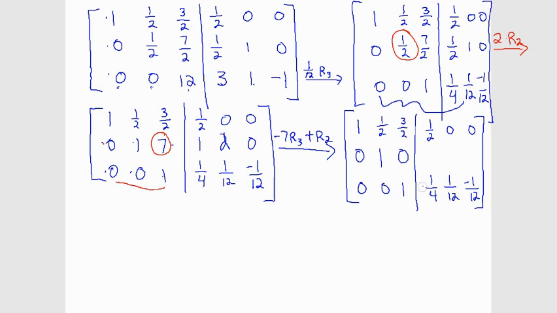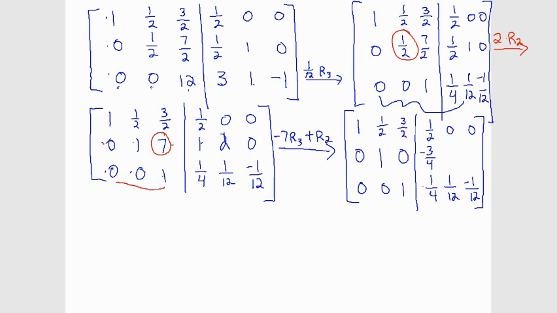Okay, so 1/4 times negative 7, that's negative 7/4 plus an additional 1. That would be 4/4. So negative 7/4 plus 4/4 is negative 3/4. That's a lot of fourths.